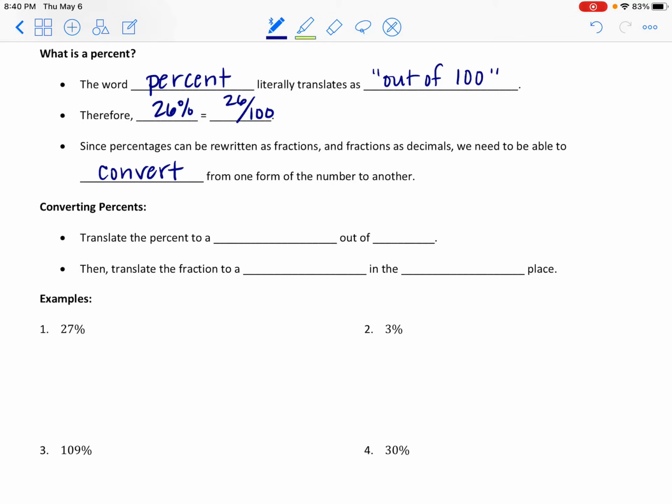Okay, if we're going to translate percents into decimals and or fractions, we're going to start by translating the percent to a fraction, whether we're trying to get to a fraction or a decimal. So we're going to translate it just like I showed you a second ago to a fraction out of 100. And then, if we need to keep it in fraction form, we'll make sure it's simplified. If not, then if we need to get to a decimal, then we're going to translate the fraction to a decimal. And we do that using the place value that the fraction is in.